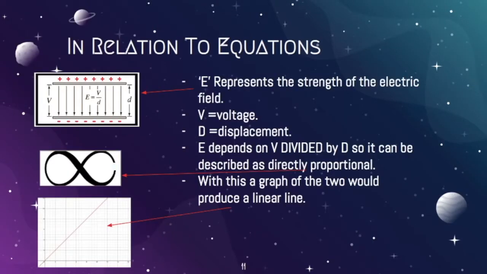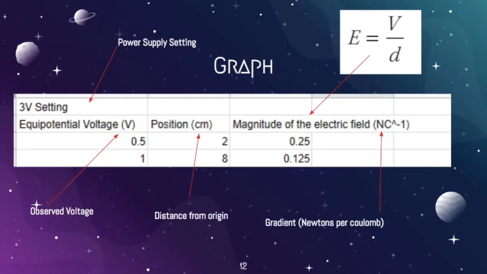Results. In relation to our equations, E represents the strength of the electric field, V is voltage, D is displacement. As E depends on V divided by D, it can be said to be directly proportional. With this, a graph of the two would produce a linear line. This is a zoomed-in picture of our table that produces a graph.